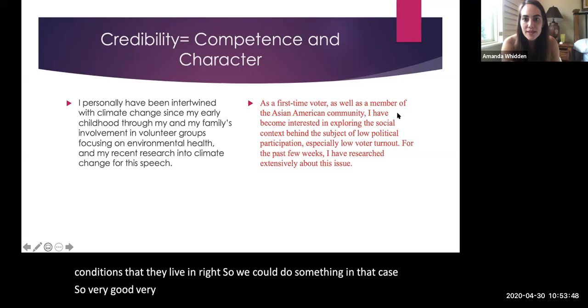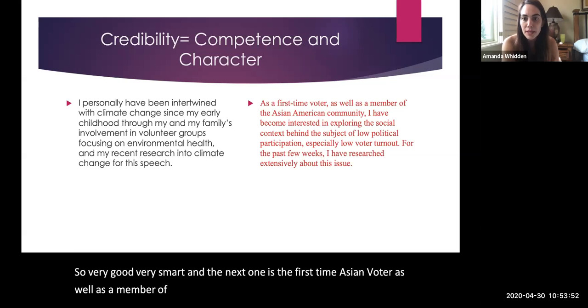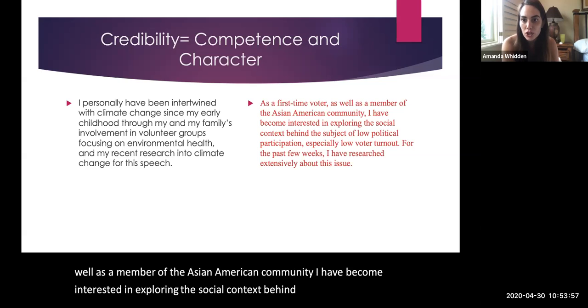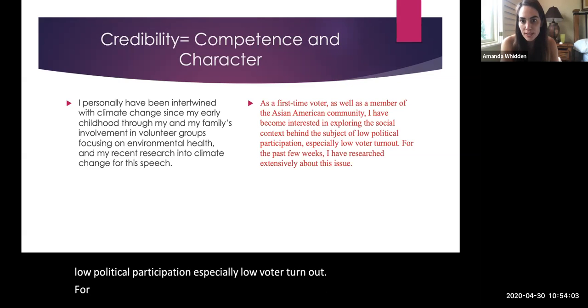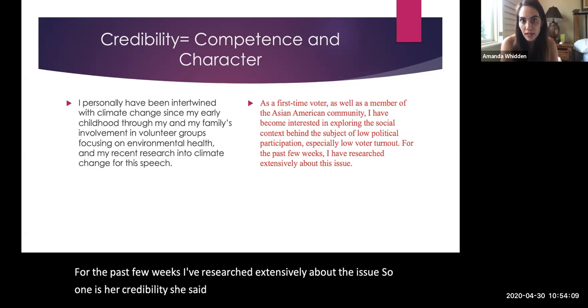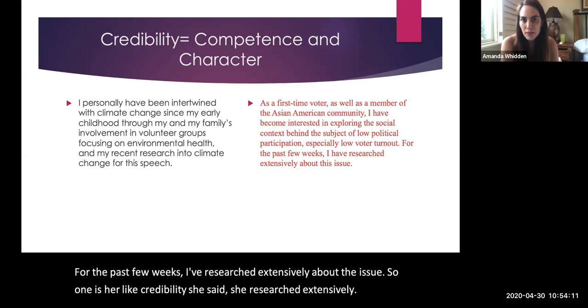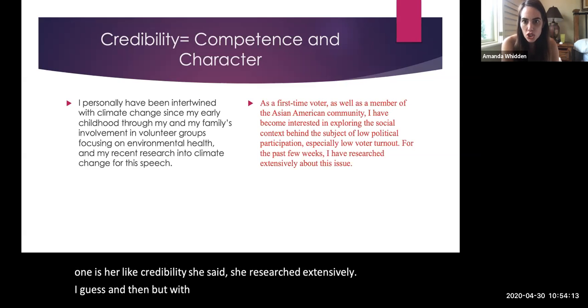And the next one: "As a first-time Asian voter, as well as a member of the Asian American community, I have become interested in exploring the social context behind the subject of low political participation, especially low voter turnout. For the past few weeks, I've researched extensively about the issue." So what is her credibility? She said she researched extensively, I guess. But with the competence, the research, what's the character?